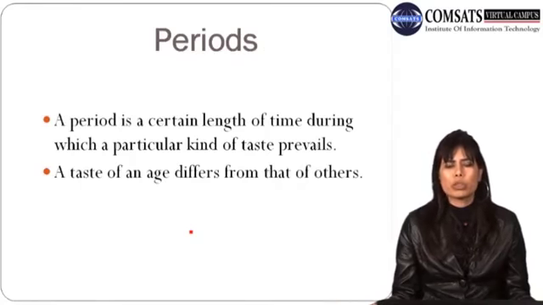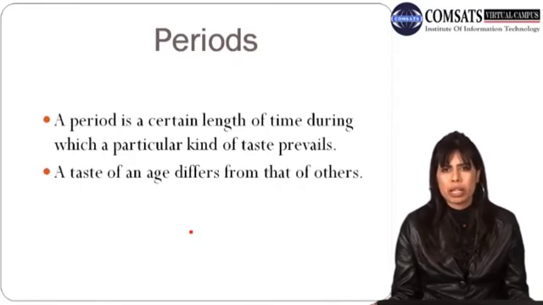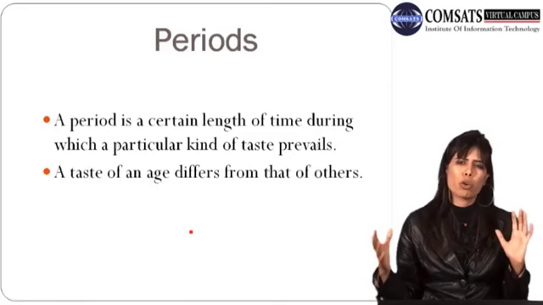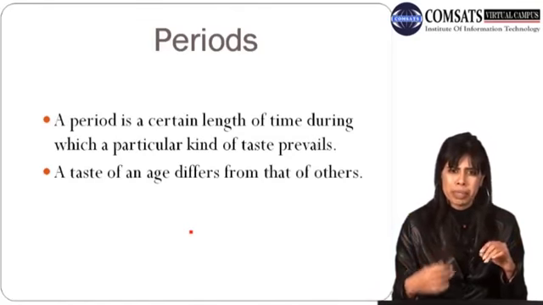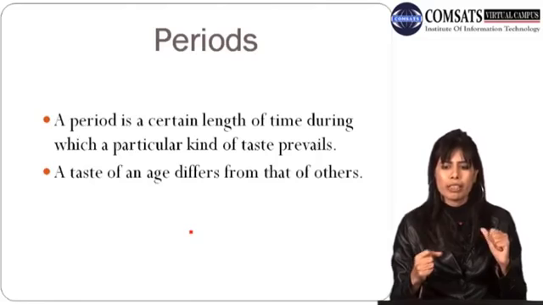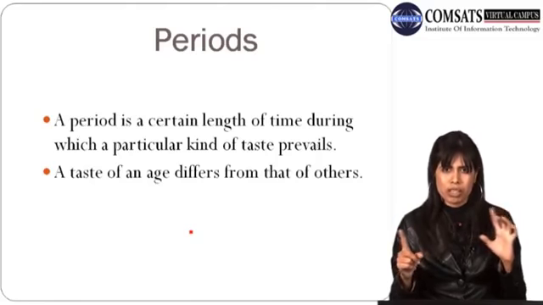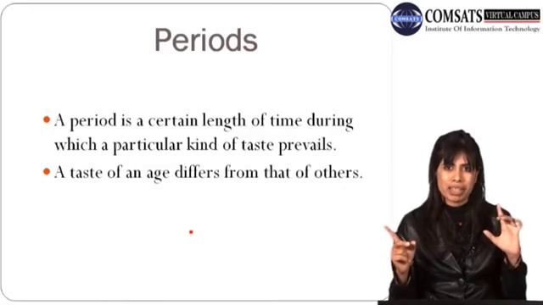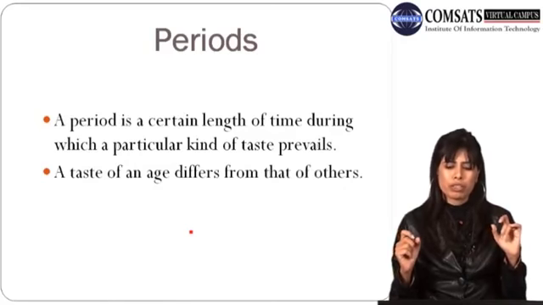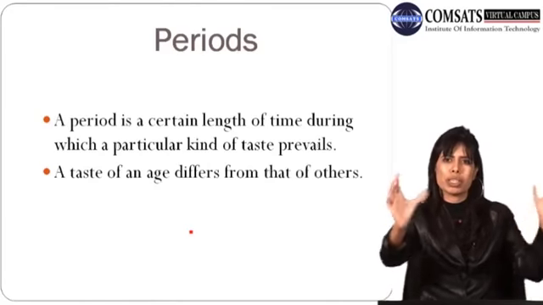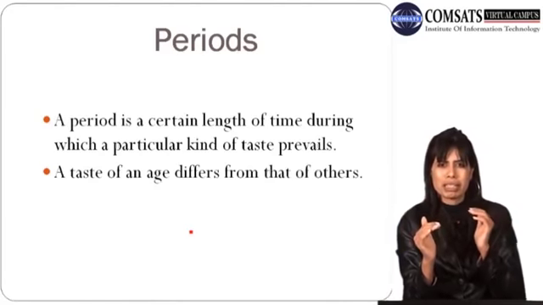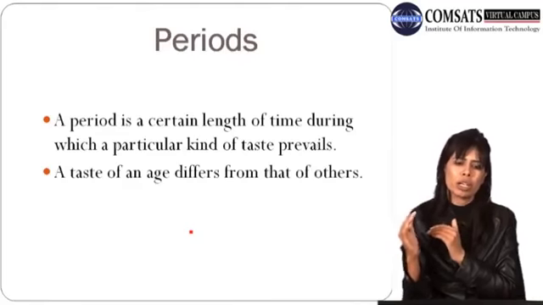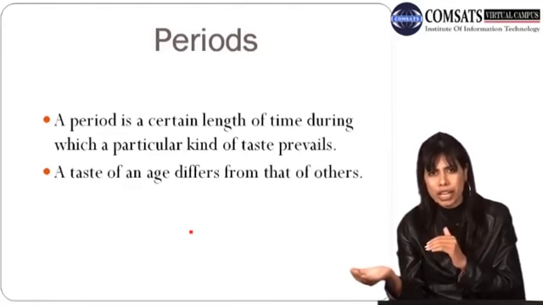What basically are periods? I started my discussion with the period today, the different eras or different ages. So let me tell you what we mean by period. A period is a certain length of time during which a particular kind of taste prevails. So this is the definition of a period in history. The taste of an age differs from that of others. So my dear students, here we will categorize different periods. Basically this is a certain length of time during which a particular kind of taste prevails.